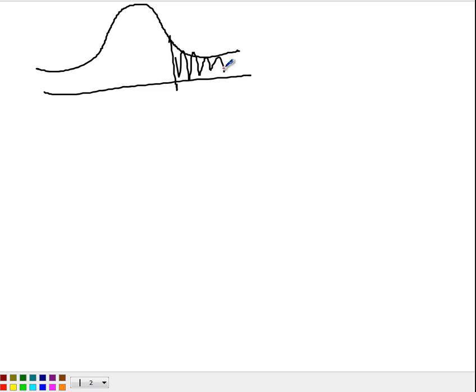Alright, so let's draw a graph. This is your normal curve. And let's say out here is 20%. Remember that the area underneath the graph is 100%. So if this is 20%, everything over here to the left is 80%. So we need to figure out the z-value that separates these two.